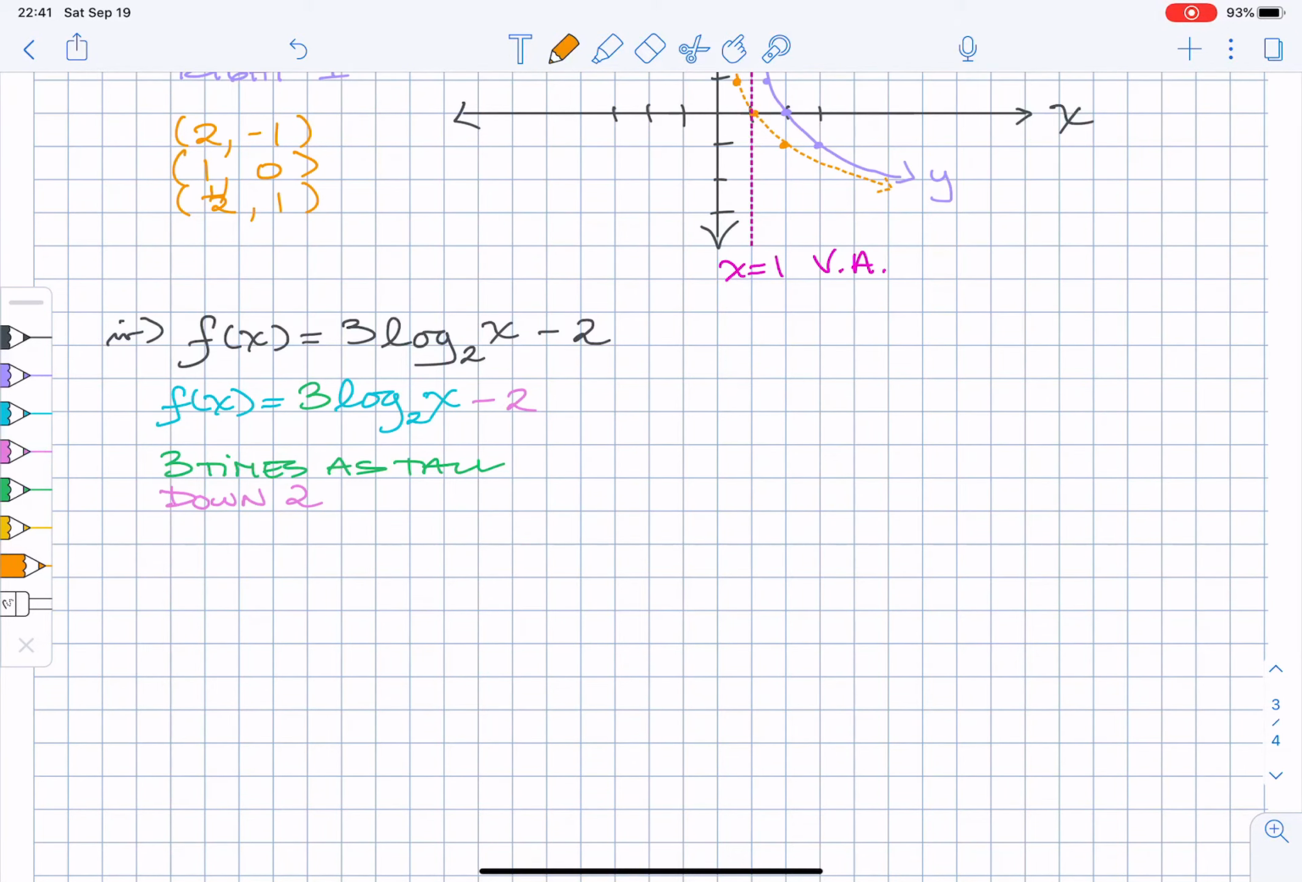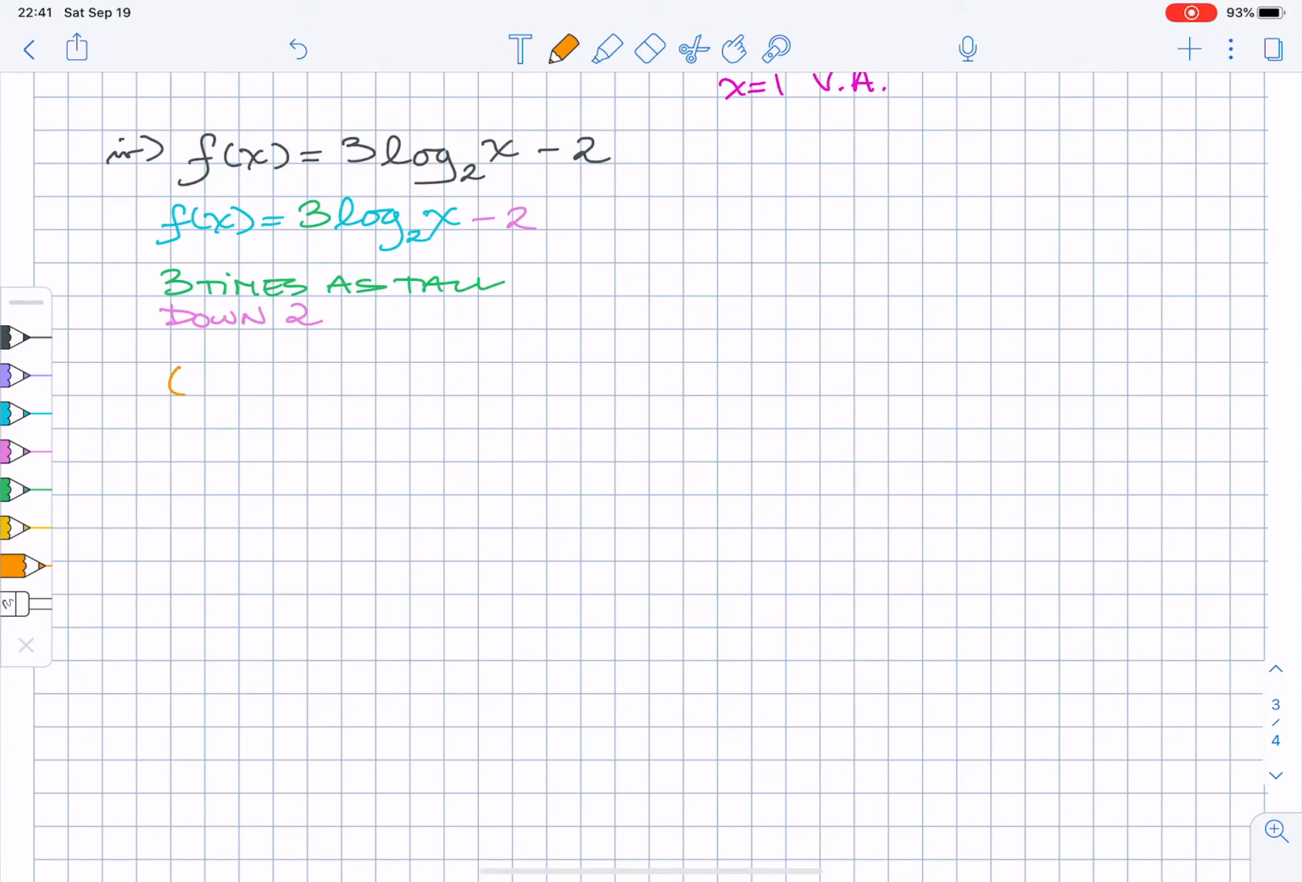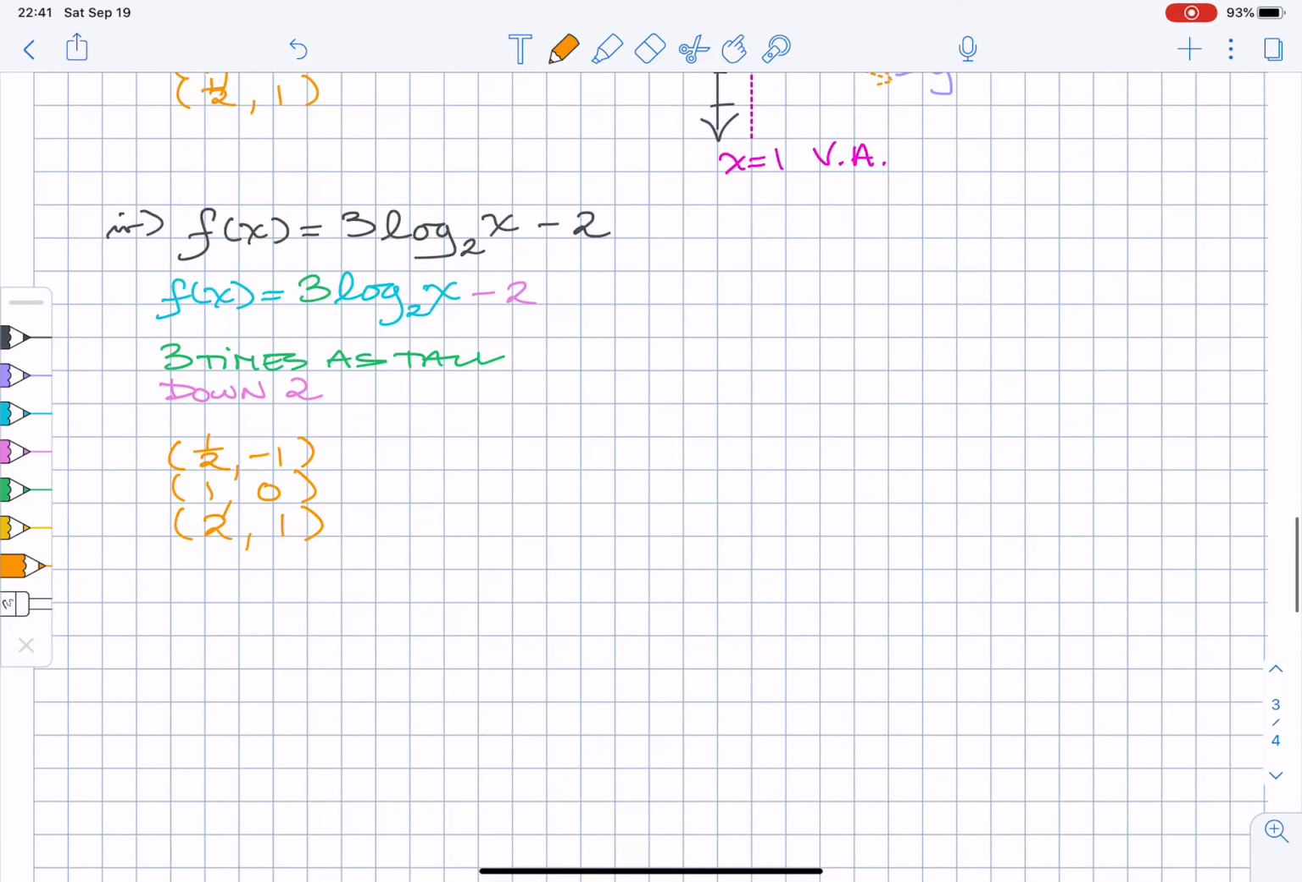Okay, so what is 3 times as tall and down 2? Well, negative 1, 1 over a is now 1 over a, so 1/2 comma negative 1. 0 comma 1 is now 1 comma 0. And 1 comma a is now a comma 1, so 2 comma 1. So these are the 3 points I'm going to make 3 times as tall, and then down 2.